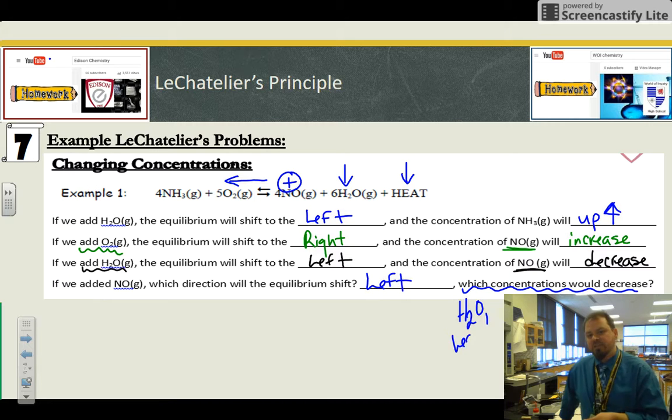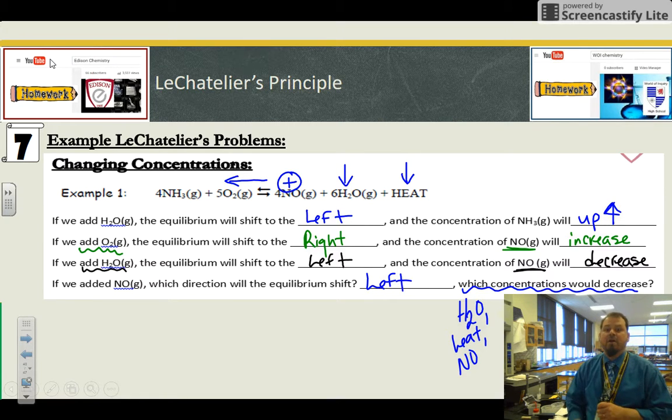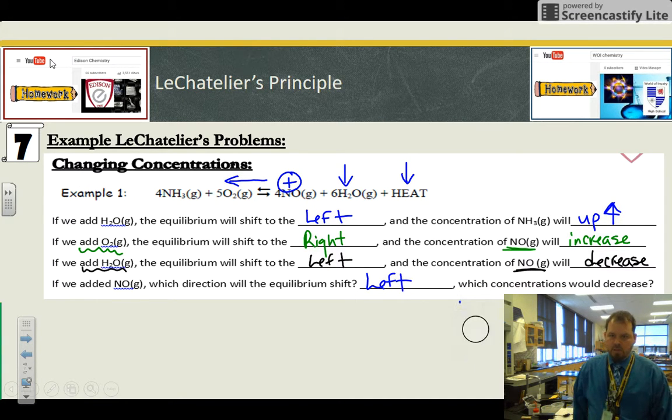And now this is legitimate. Even though I add the NO, that's only for the instantaneous that I add. After the reaction goes, the concentration of the NO will also decrease as it's being used to make more of those reactants. Good?